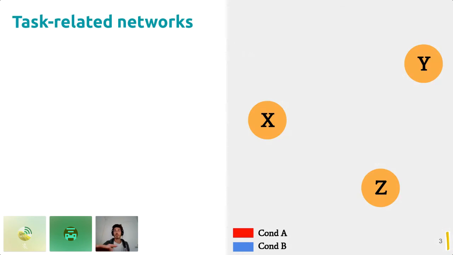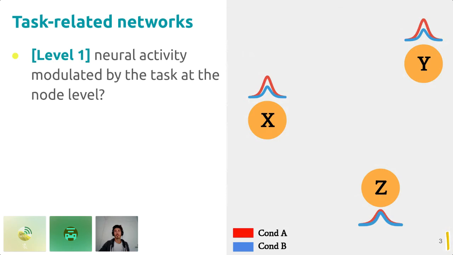So just a quick example of what I mean by task-related network and the different levels of analysis. Imagine you have a 3-node problem with 3 brain areas like the ACC, the insula, and the VMPFC. And in your task design, you have 2 conditions, a condition A and a condition B. The first question you can ask is, can I find some brain areas for which the neural activity is modulated by the task? So in this example, you can see that X and Y, both nodes, have an activity that is different according to condition A and condition B.